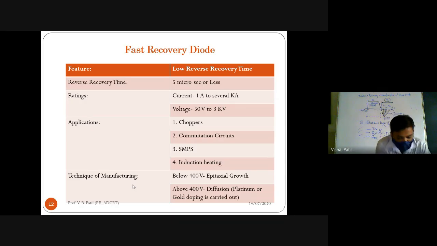So techniques of manufacturing: below 400 volt epitaxial growth technique is adopted, and above 400 volt diffusion. There are two techniques of manufacturing of semiconductor device: epitaxial growth and diffusion. So above 400 volt there is diffusion, and below 400 volt there is epitaxial growth.